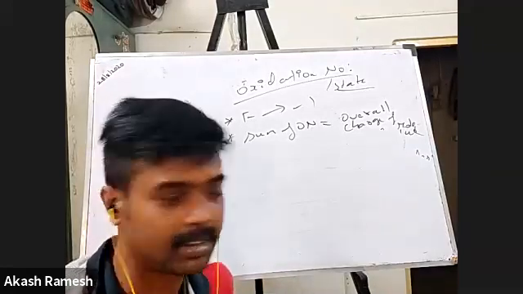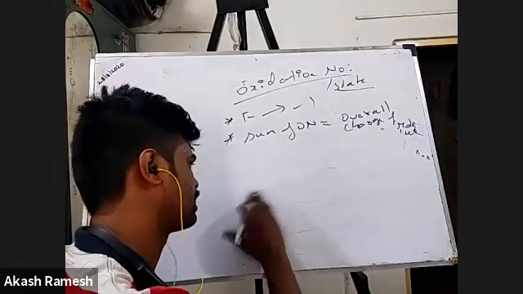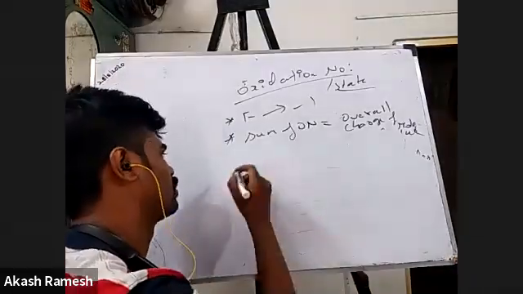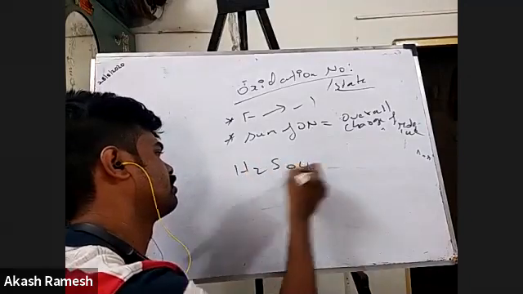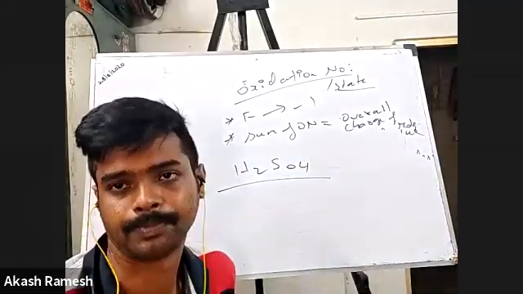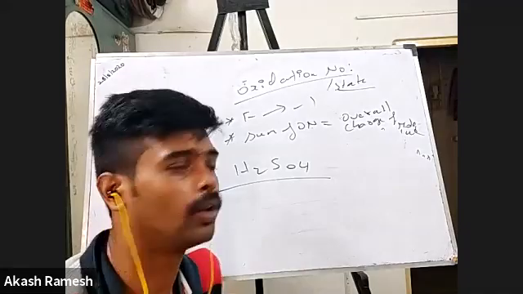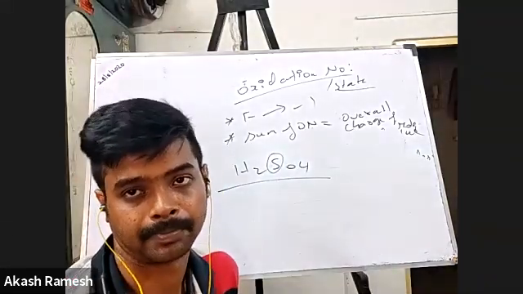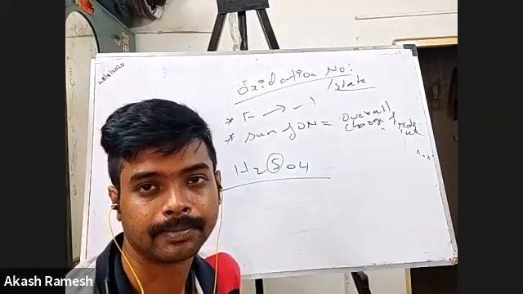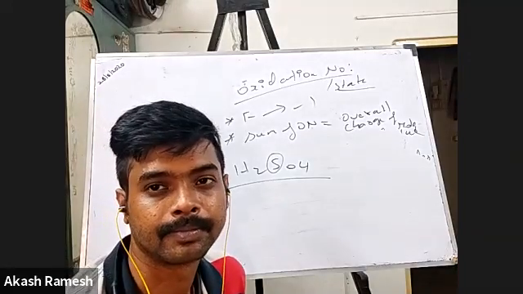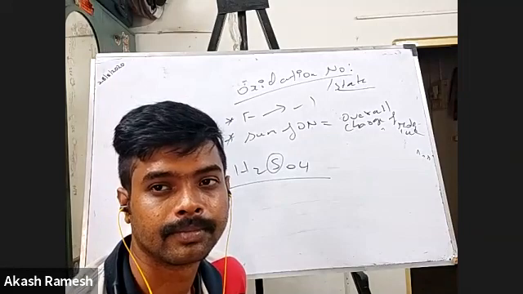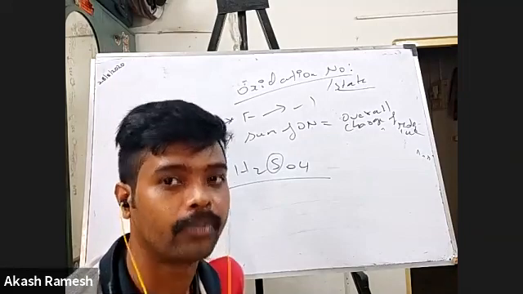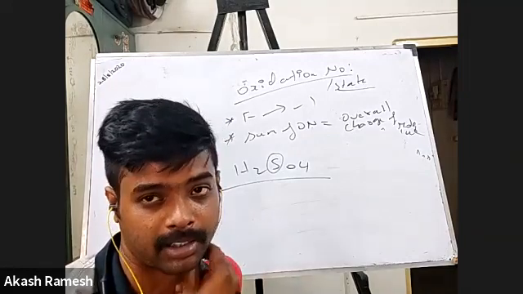Let me start with a simple example. Let me take H2SO4. In H2SO4, I have to calculate the oxidation number of sulfur. Can you calculate and tell me? Right, so this I will do. It is going to be +6.